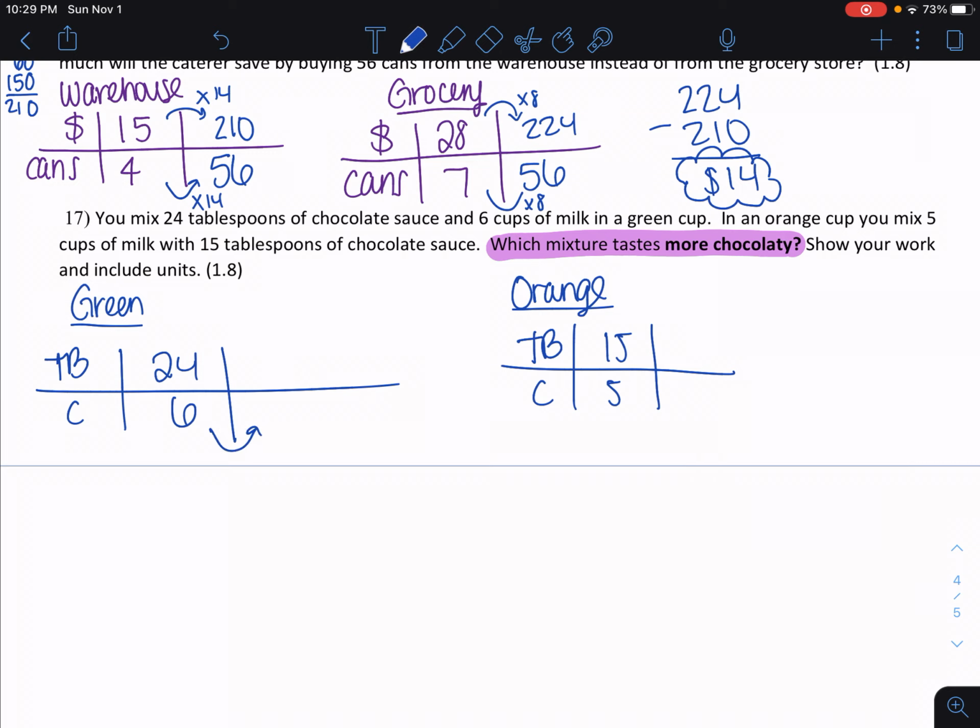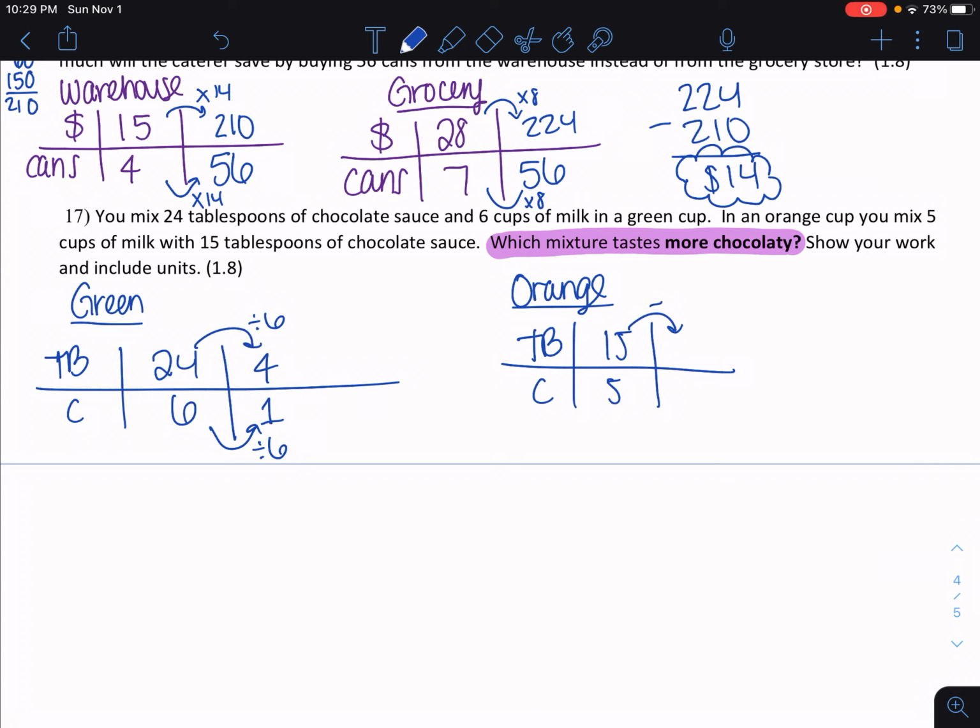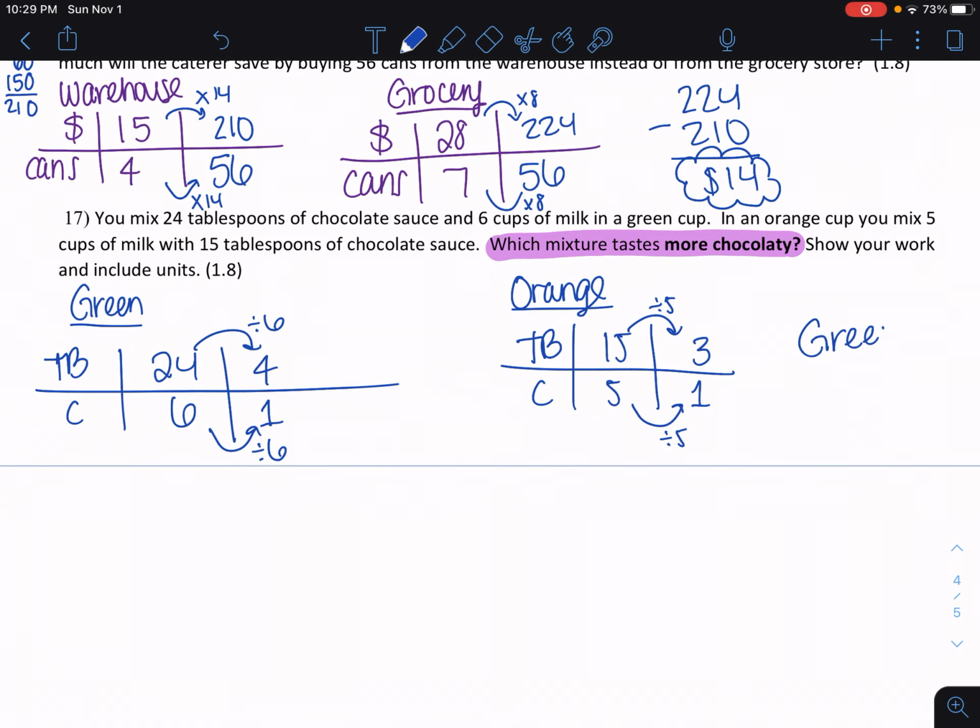If I get this down to 1 by dividing by 6 to have those comparisons be the same, I've got 4 to 1. Here, if I divide by 5 to get that 1 on the bottom to compare, I get 3. Here, instead of having the same number of cups of salsa, or instead of having the same number of tablespoons of hot sauce, now I'm looking at what if they had the same amount of milk? Which one's going to be more chocolatey? Well, the green cup is going to be more chocolatey because it has more chocolate sauce for the same amount of milk. So it's the opposite of the salsa question. So this one, I got the cups to be the same so that the number of tablespoons would tell me which one would have the stronger flavor. So in this case, because this one has 4 and this one has 3, the one with 4 has a stronger chocolate taste because it has the same amount of milk, but more chocolate.